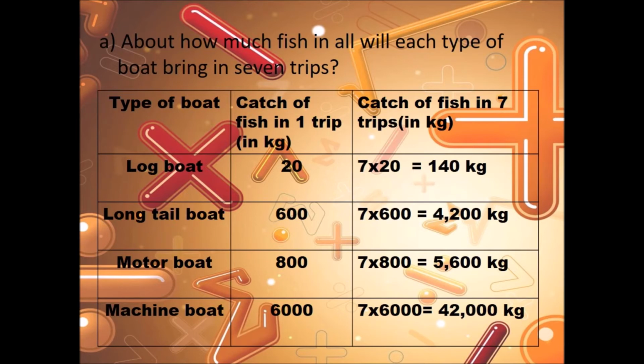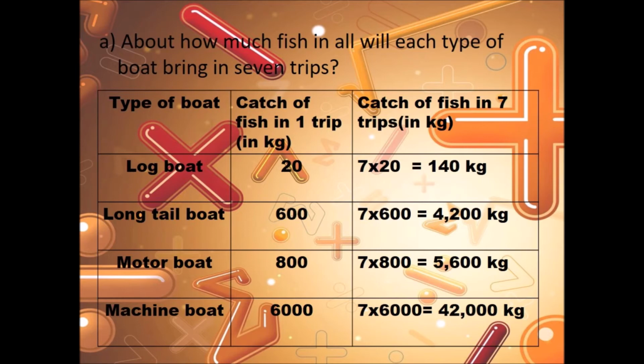But in the question, they have asked how much fish each type of boat can catch in 7 trips. They have given the weight for one trip. They were asking for 7 trips. So what is the operation here we have to use? Yes, multiplication. Now we are going to multiply the weights by 7 because in the question they have given 7 trips. So see the third column children, catch of fish in 7 trips in kg.